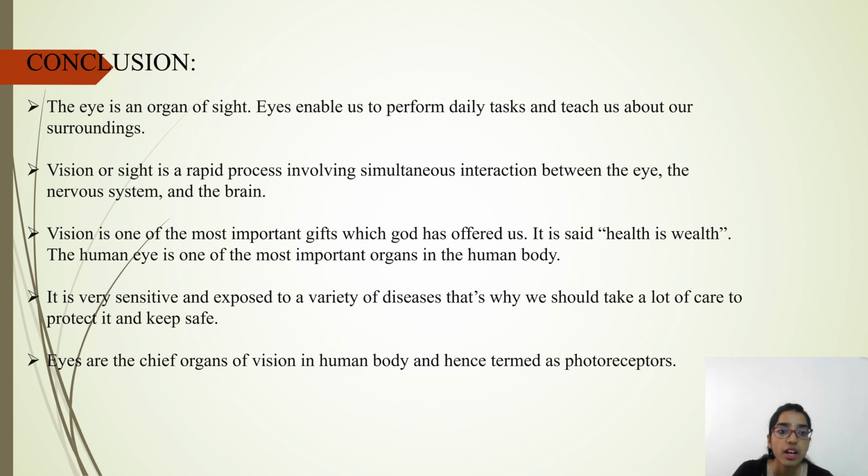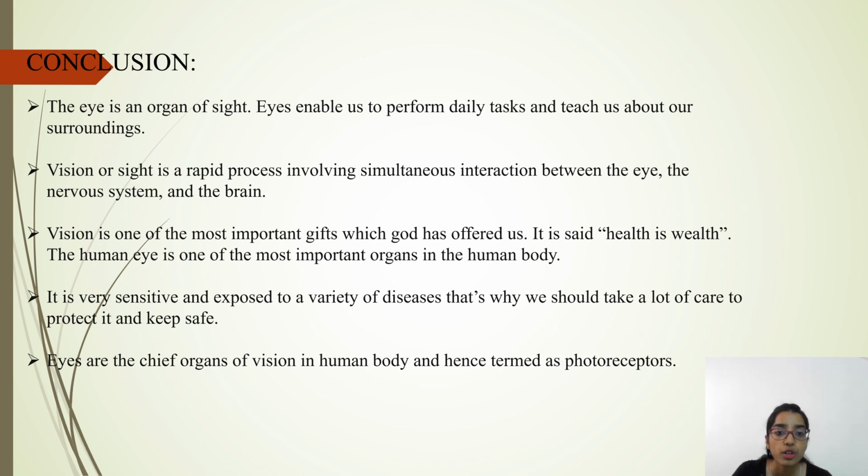Next, conclusion. The eye is an organ of sight. Eyes enable us to perform daily tasks and teach us about our surroundings. Vision or sight is a rapid process involving simultaneous interaction between the eye, the nervous system, and the brain. Vision is one of the most important gifts which God has offered us. It is said health is wealth.